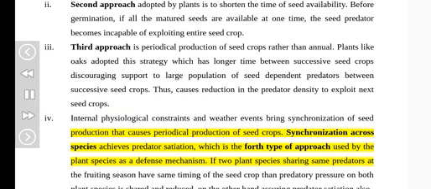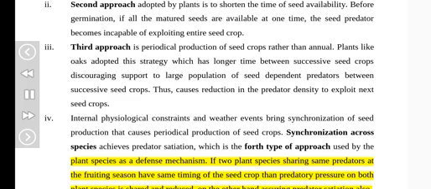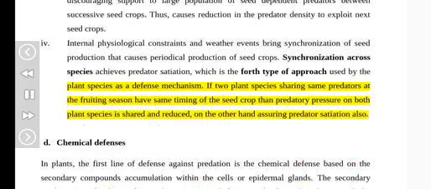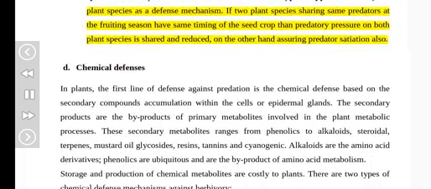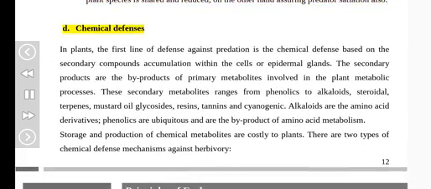Synchronization across species achieves predator satiation, which is the 4th type of approach used by plant species as a defense mechanism. If 2 plant species sharing the same predators at the fruiting season have the same timing of the seed crop, then predatory pressure on both plant species is shared and reduced, on the other hand assuring predator satiation also. Chemical defenses. In plants, the first line of defense against predation is the chemical defense based on the accumulation of secondary compounds within the cells or epidermal glands.